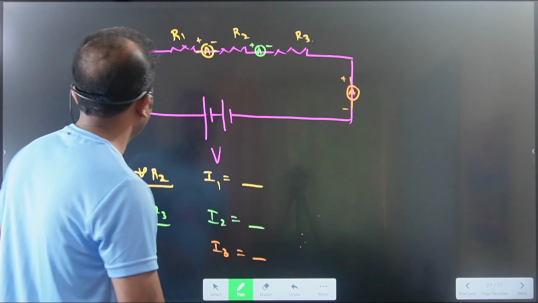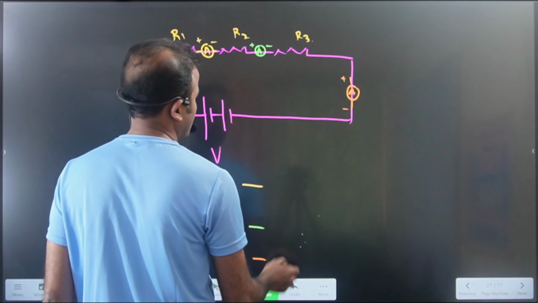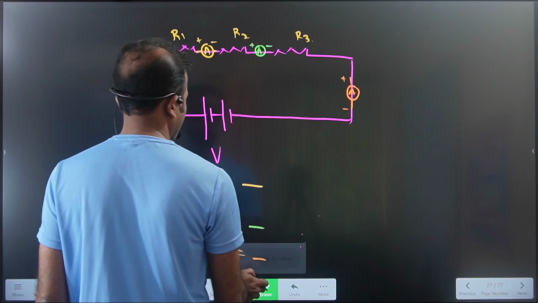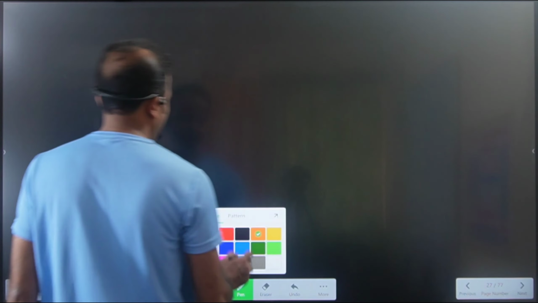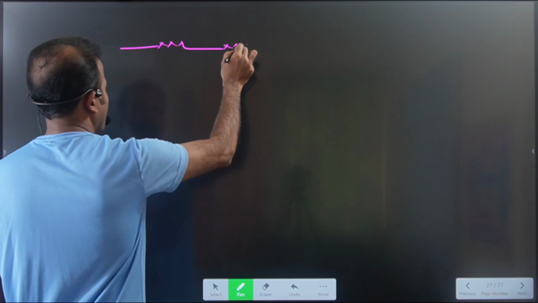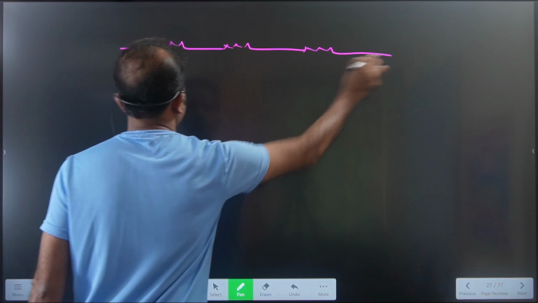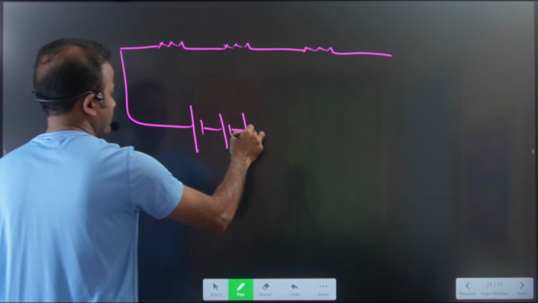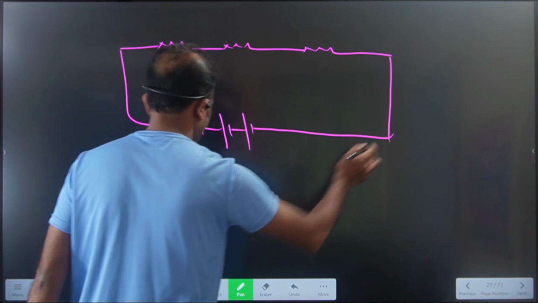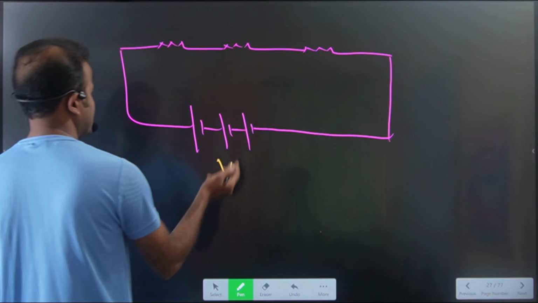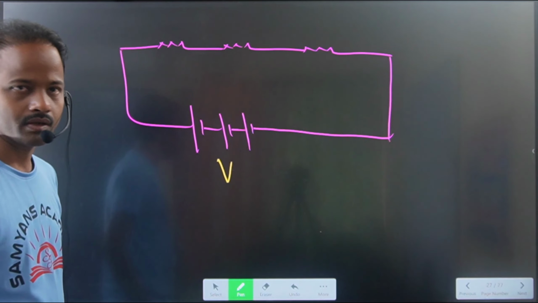Okay, then how do you connect this voltmeter? Yes, voltmeter, remember you have to connect always in parallel, right? Voltmeter always we have to connect in parallel. This is the 3 resistors we connected to the battery like this. Now we want to measure the voltage. The battery has some voltage V, right?